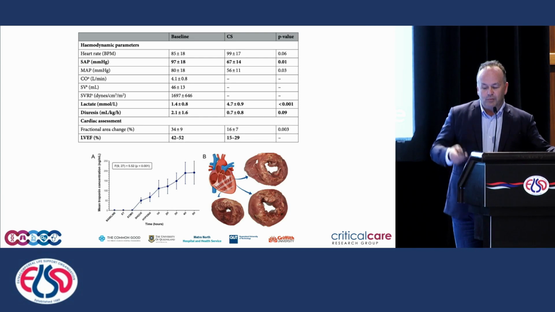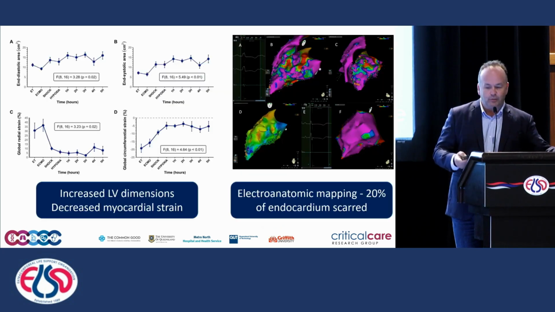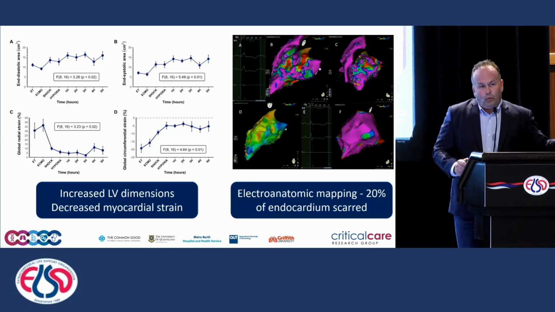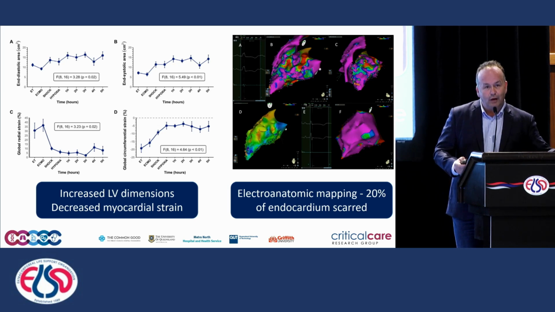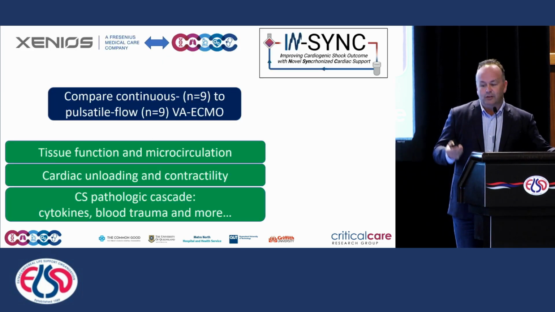I'll not go through this too much, but essentially we can see the myonecrosis at post-mortem. You can see exactly what it is. It correlates with everything that you see there, and it's consistent with SHOCK trial data. We do a lot of strain work in the echo field. We get increased LV dimensions. We map using an EP system in our animal lab. We've got our own CARTO system, so we scar the endomyocardium.